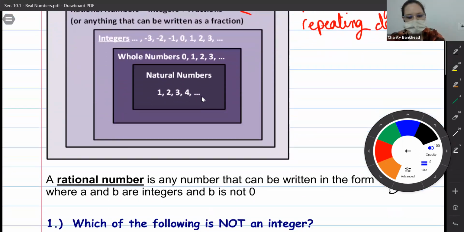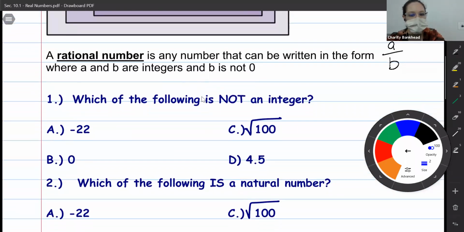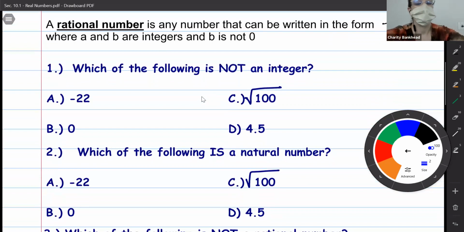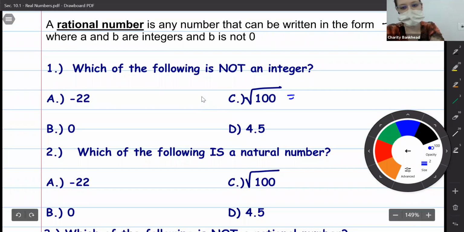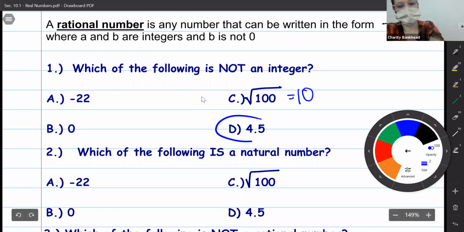All right, so let's look at some questions. Question number 1, which of the following is not an integer? What do you think? Yeah, a lot of people say C, but the square root of 100 equals 10, and 10 is an integer. So it's D, because that's a decimal. So decimals cannot be integers.